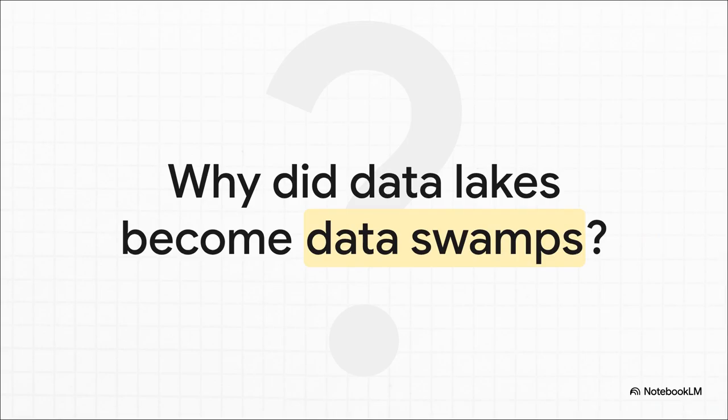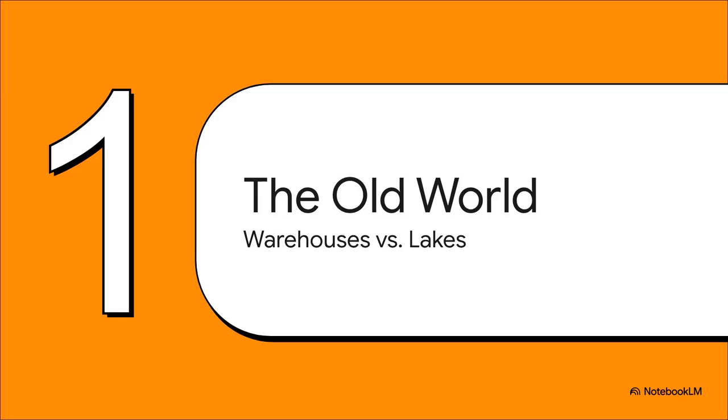For years, everybody was rushing to build these massive data lakes. The idea was to just pour all of your data into one giant, affordable place. But there was a huge problem. Instead of these beautiful, pristine lakes, companies ended up with murky, unusable, chaotic data swamps. So, what went wrong? Well, it all goes back to the two classic ways of thinking about data.